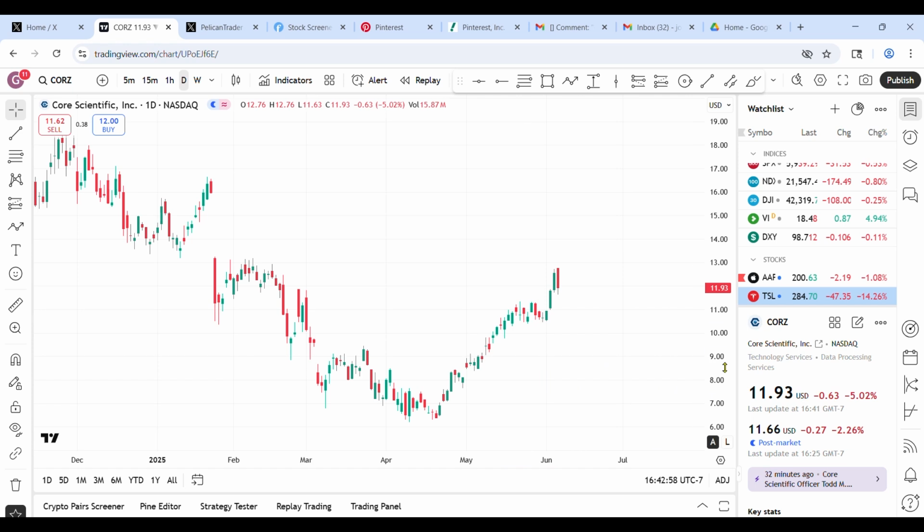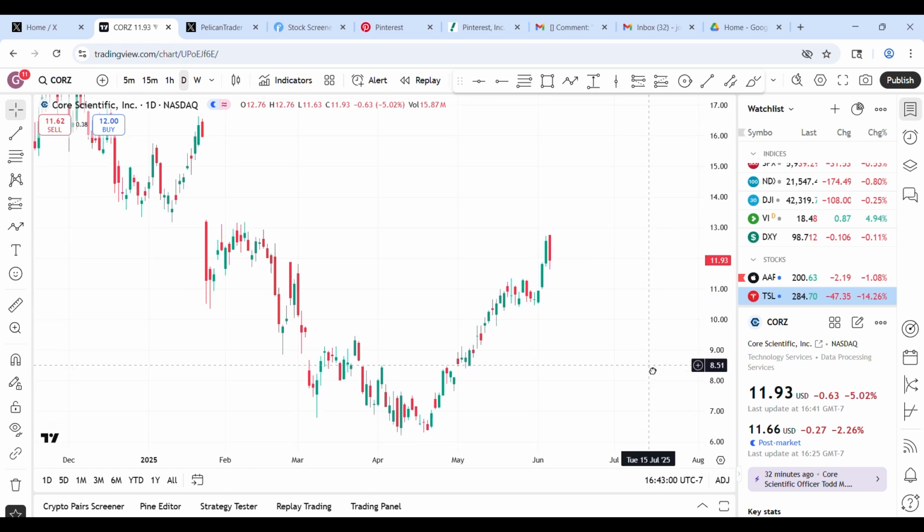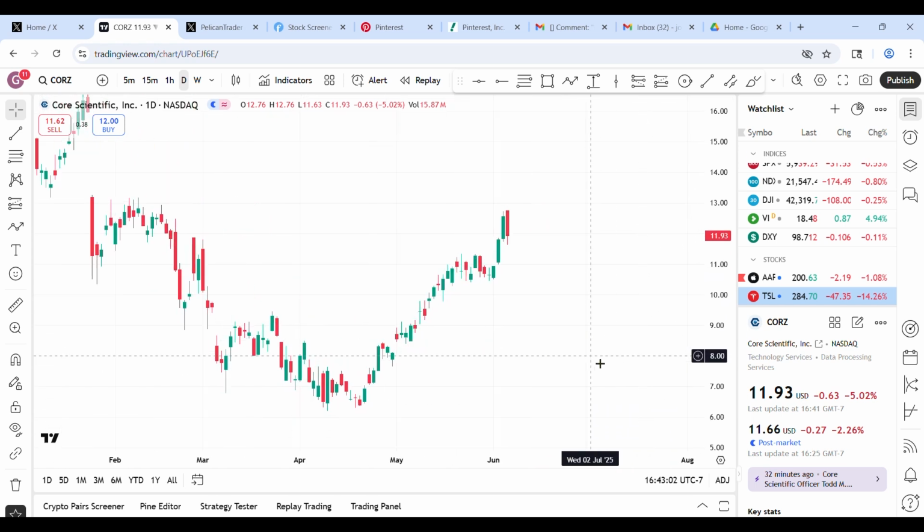When most investors are throwing darts, we're looking for clues in the charts. My name is John McHugh. I'm a former Wall Street analyst, hedge fund manager, and independent trader for the better part of 20 years. Today, we're going to be taking a quick look at CORZ Scientific, symbol CORZ.